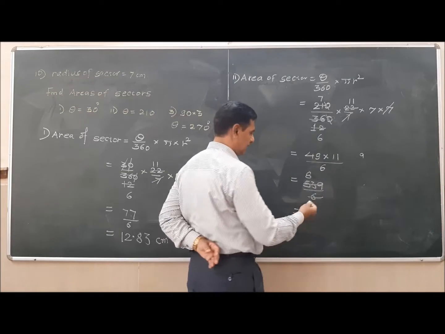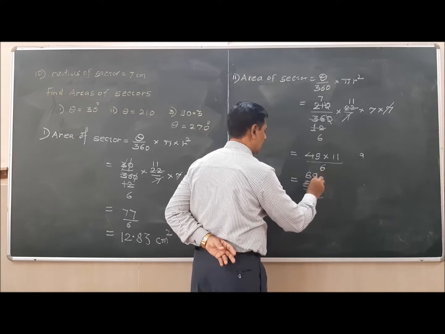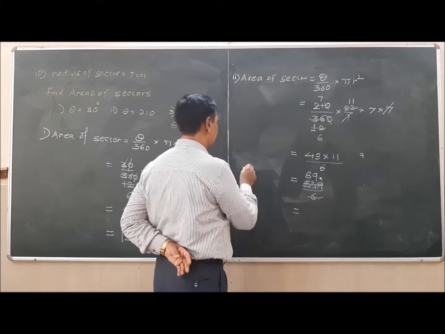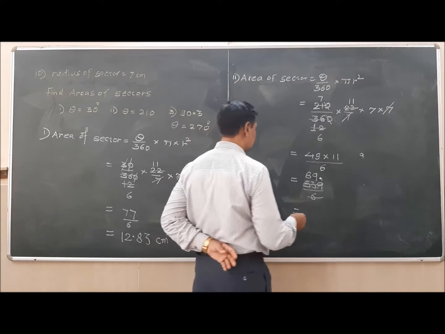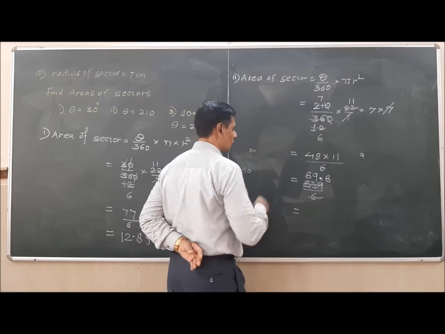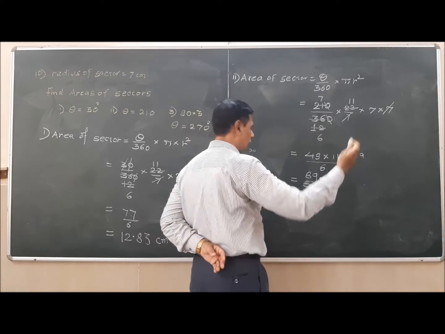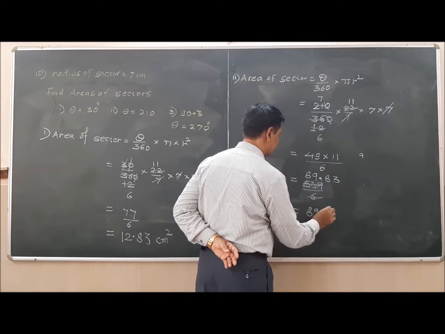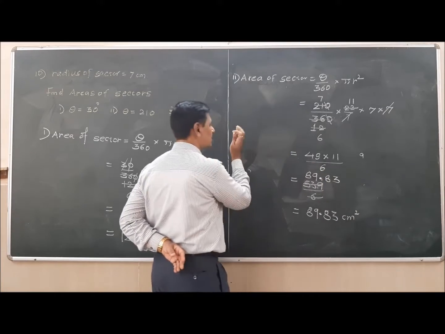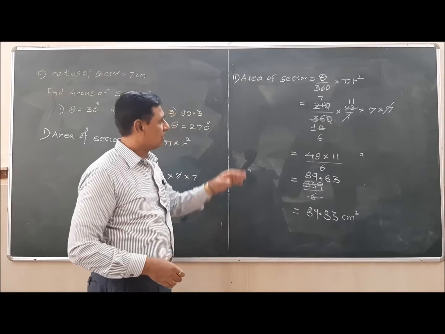Then we are left with 5. 6 nines are 54, 54 plus 5. Again we will get 6 eights are 48. We are left with 2. 6 threes are 18 plus 2 and so on. So naturally our final answer is 89.83 centimeter square. So this is how you will find in question number 2 when theta is 210.